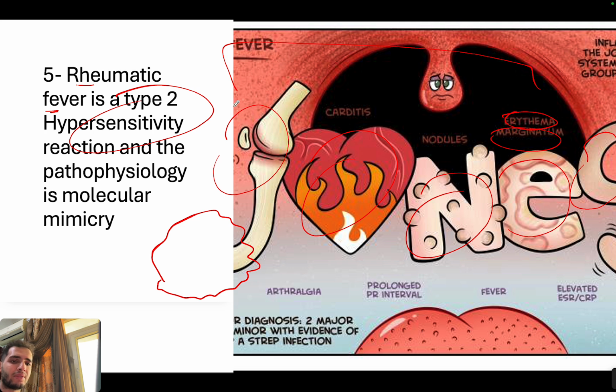Now the treatment is penicillin. The prophylaxis is also penicillin. It's rare in developed countries. They will usually tell you that this person is an immigrant, okay?